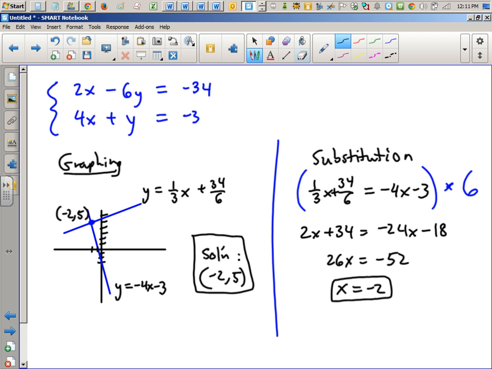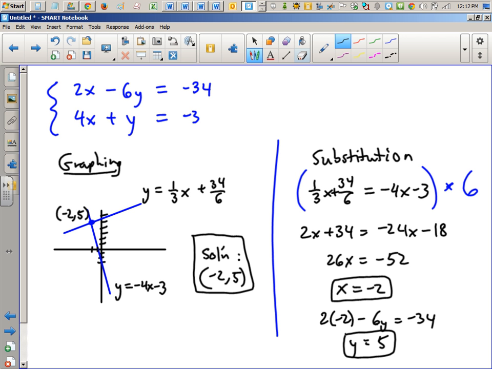How are you going to get the y coordinate having found the x coordinate? Plug it in, right? So plug in your x to get your y. So 2x minus 6y equals negative 34. Y is 5. You get the same answer, but you don't have to trust your eyeballs. It's called substitution because we substituted one equation for the other, and in the end we also substituted to get our y.